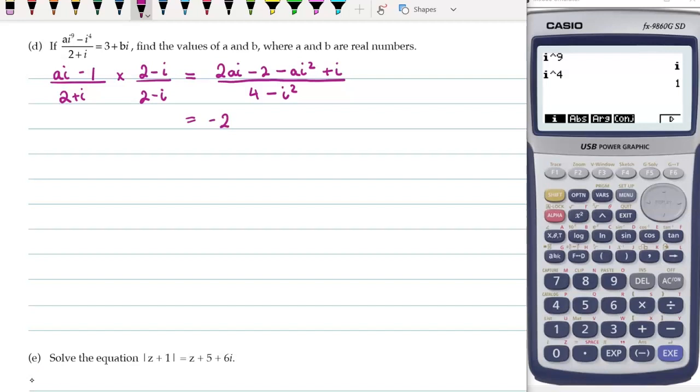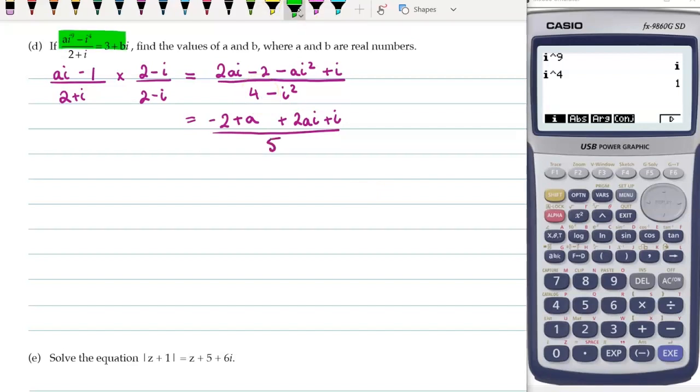So we've got a minus 2. The i squared with this a just here, so the i squared becomes a -1, times by the minus there makes it a plus a. I'm getting the real parts out first. Then the imaginary, we have 2ai plus i. And on the bottom, i squared is -1. So if we do minus minus 1, we've got 4 plus 1, which is 5.